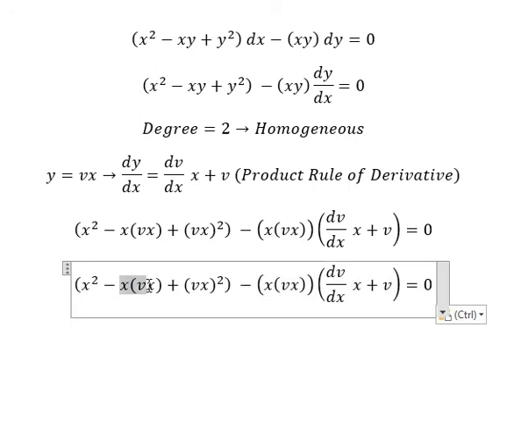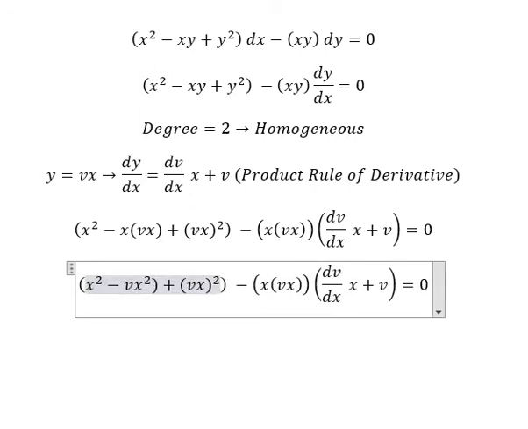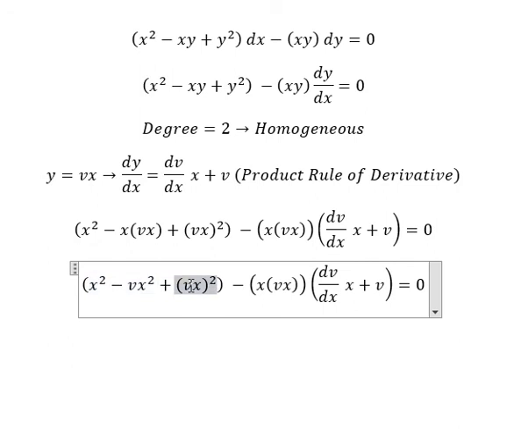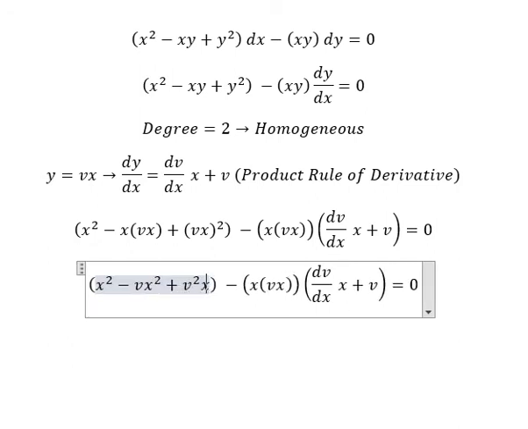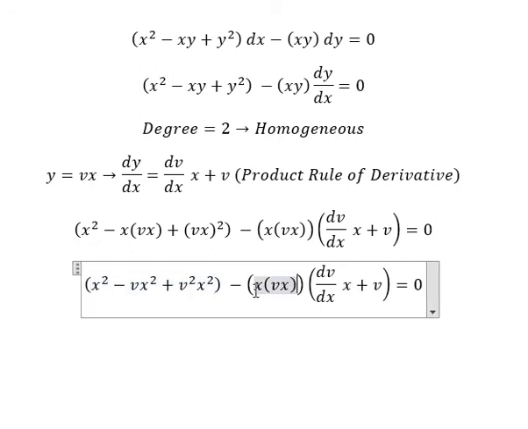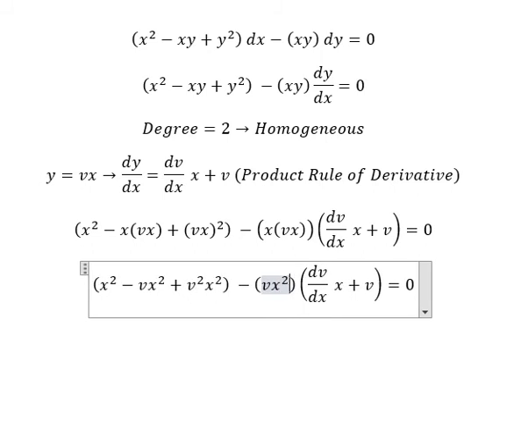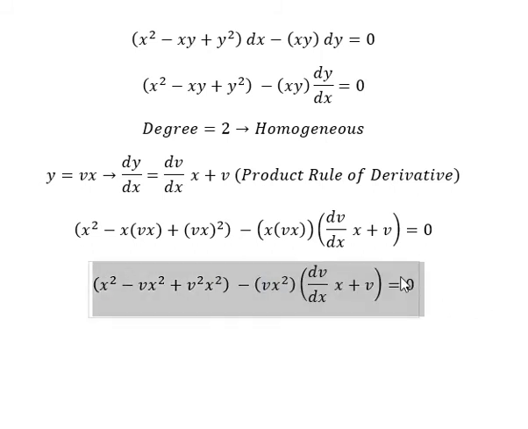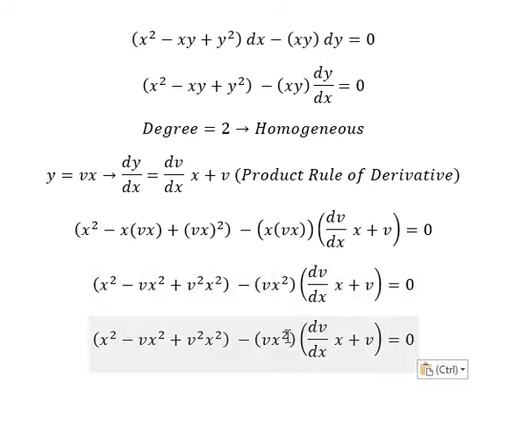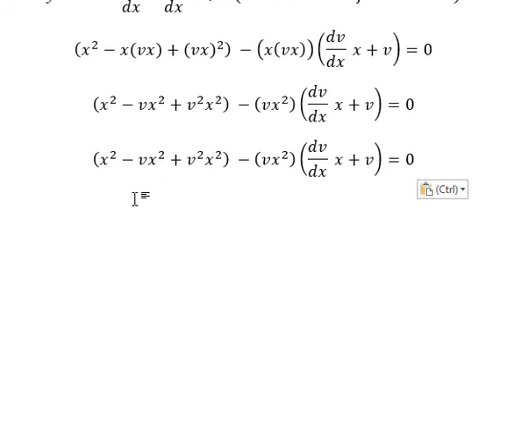This one we have s times vs squared, and this one we have v squared s squared. This one we have vs squared. Now we have s squared, s squared, s squared, and s squared. We can simplify both sides.